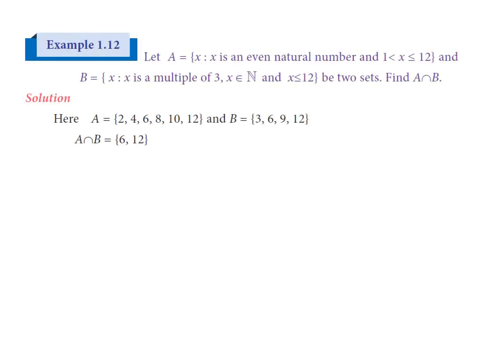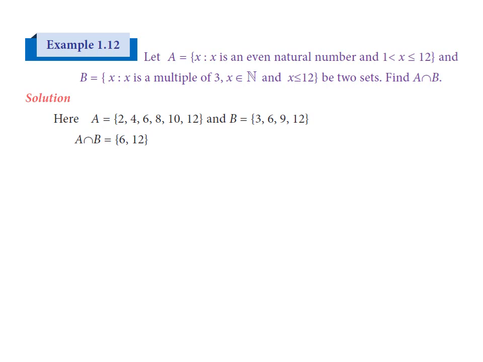Look at this example. Let A be equal to the set of all x such that x is an even natural number and 1 less than x less than or equal to 12, and B is equal to the set of all x such that x is a multiple of 3, x belongs to N and x is less than or equal to 12, be two sets. Find A intersection B. For writing A intersection B, first we have to list out the elements in roster form. The set A contains even natural numbers that lie between 1 and 12. We have 2, 4, 6, 8, 10, 12.